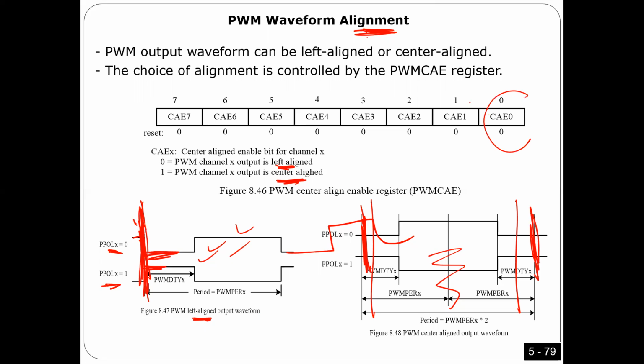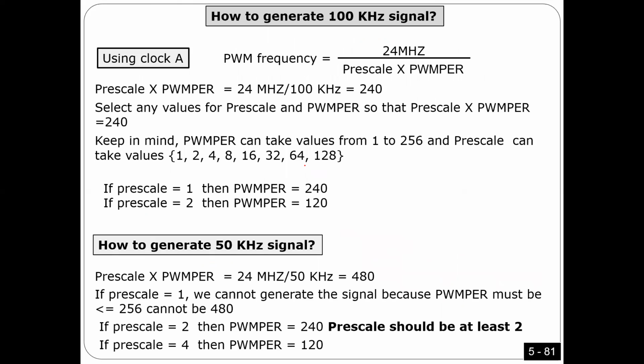So again, how can you select the alignment? Each channel has one bit, right? So in this bit, if I put 0, you are asking for left alignment. If you put 1, you are asking for center alignment. Now I'm going to come to how you can program this pulse width modulation, which is very easy. I'm going to tell you how.